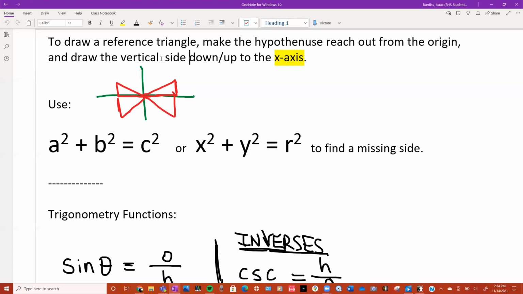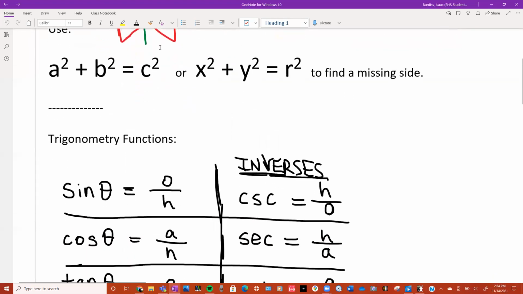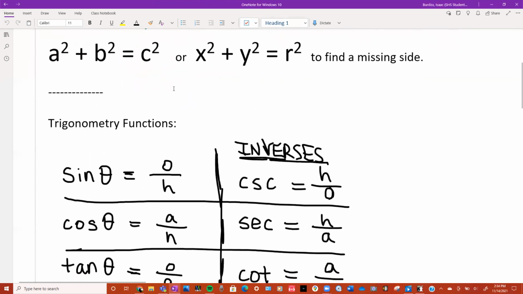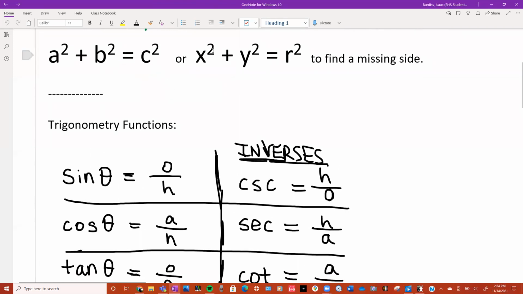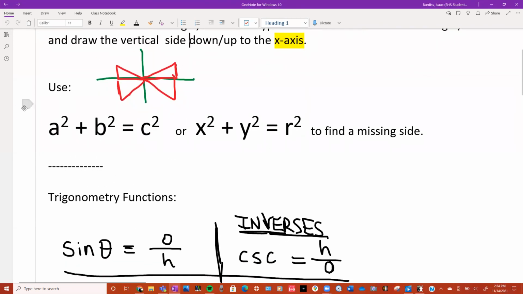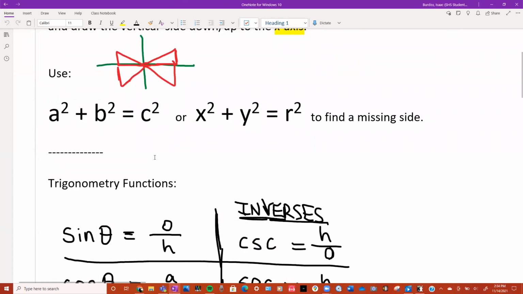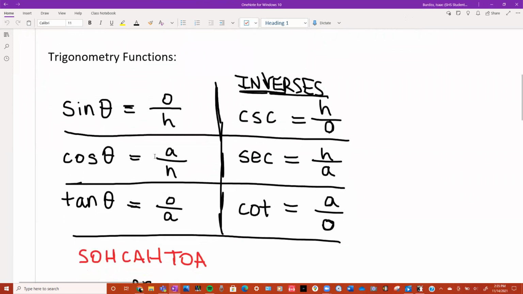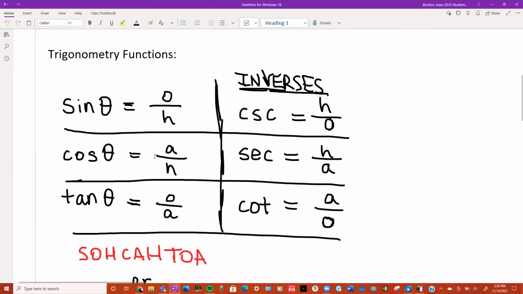But remember the Pythagorean theorem, a squared plus b squared equals c squared, or x squared plus y squared equals r squared. And remember, c is the hypotenuse, also r, which is the radius. If we were to make this a circle, when we get to the unit circle part, then we could use that. So that's what we would need to use to find a side we don't know, and that's what we'll have to do later on.